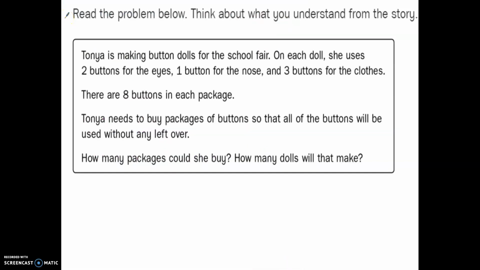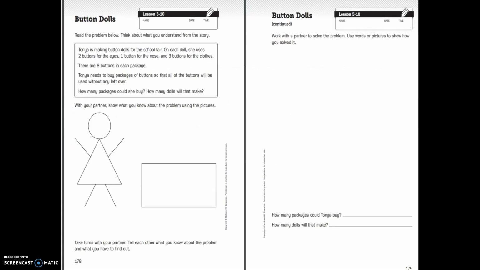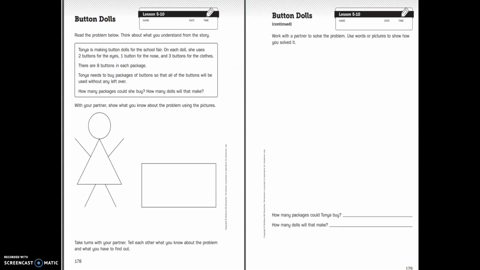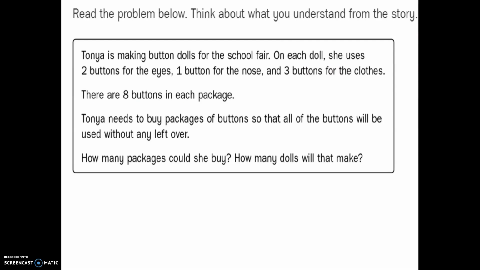In your folder that was picked up, there is a paper that looks like this. It says Button Dolls. And it has an outline of a figure here. And it has a story at the top. This is the story. So I'm going to read this story to you. You can go ahead and get this out. Pause the video. Come back. And then I'll read the story to you. Now that you're back, follow along with the story at the top of your page while I read. And while I'm reading it, I want you to think about what you understand from the story.